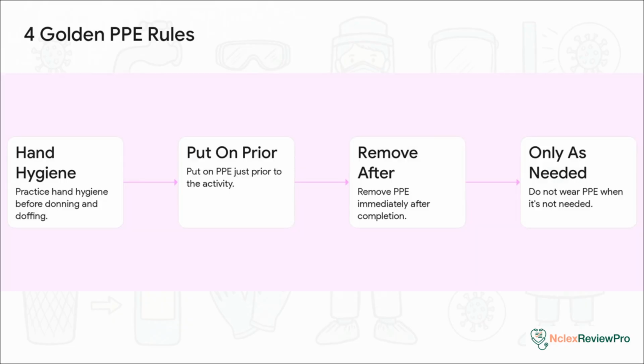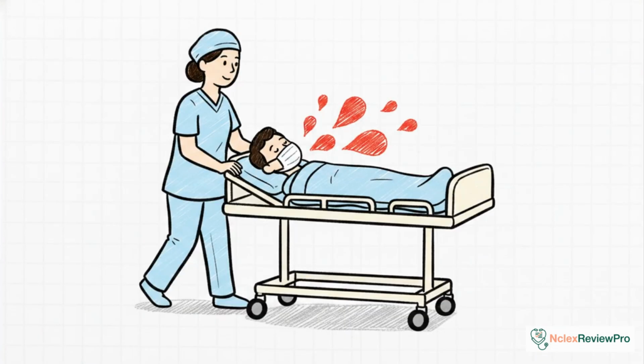To sum up the absolute golden rules across all of these precautions, just follow these 4 steps. Practice hand hygiene first and last. Put the gear on right before the task. Take it off immediately when you're done. And maybe most importantly, do not wear PPE when it's not needed. Wearing a gown or gloves down the hallway when you shouldn't be is a prime way to accidentally contaminate your broader clinical environment.